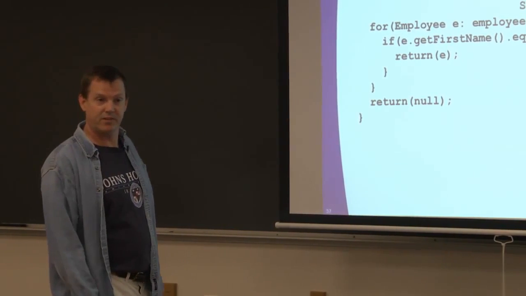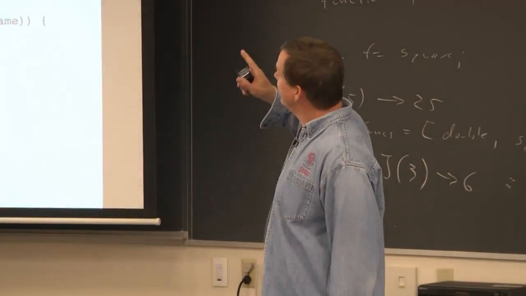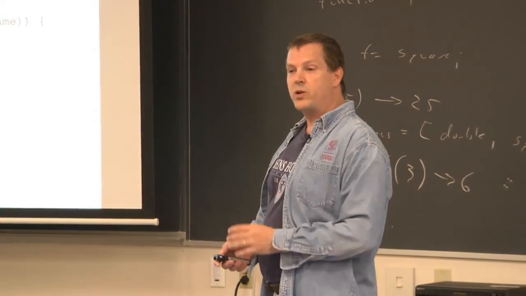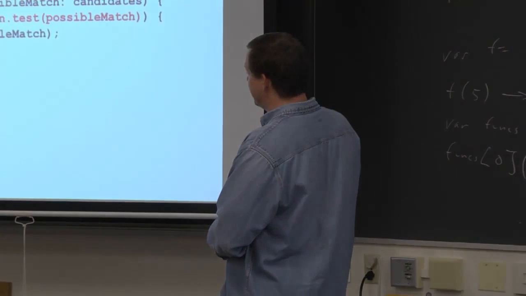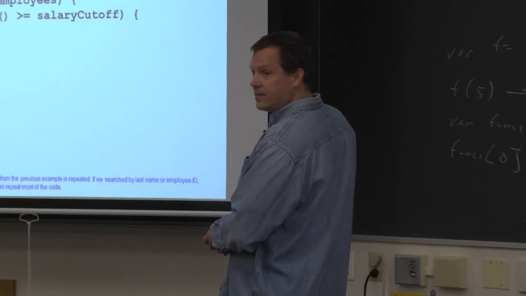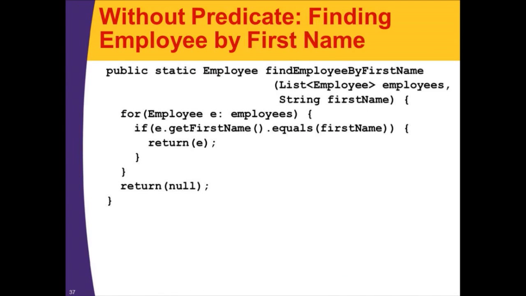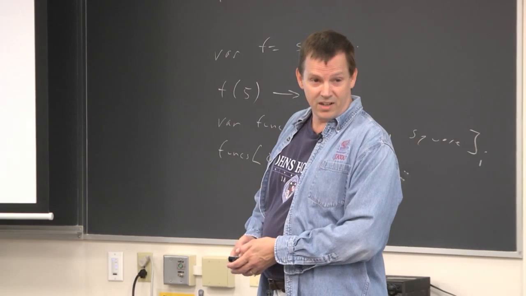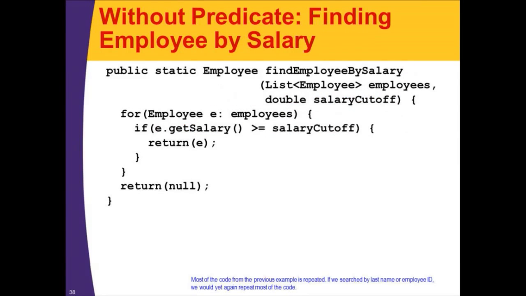What's wrong with this code? Probably if I told you to do this and you wrote this, nobody would complain. Until I said, given a list of employees, find the first one whose salary is greater than a cutoff. And then you write this. You see the problem here? What's the number one main goal of object-oriented programming? Don't repeat yourself. What have I done? I've repeated myself. So this is not so great.